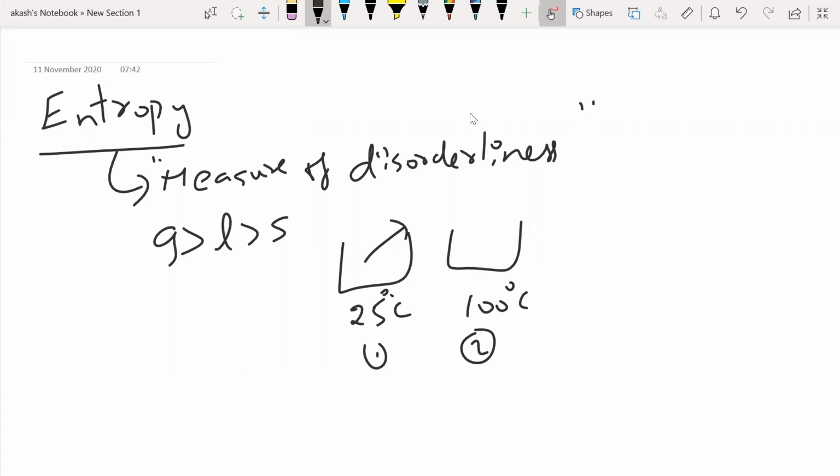The same gas is there at 25 degrees Celsius. The same gas is there at 100 degrees Celsius. Easy, right? Obviously, if I have 100 degrees Celsius, the molecules will have more energy. They'll be randomly moving with so much velocity, right? Obviously, the disorderliness, the chaos is going to be more in this case. So obviously, the gas at 100 degrees Celsius will definitely have more entropy, right?